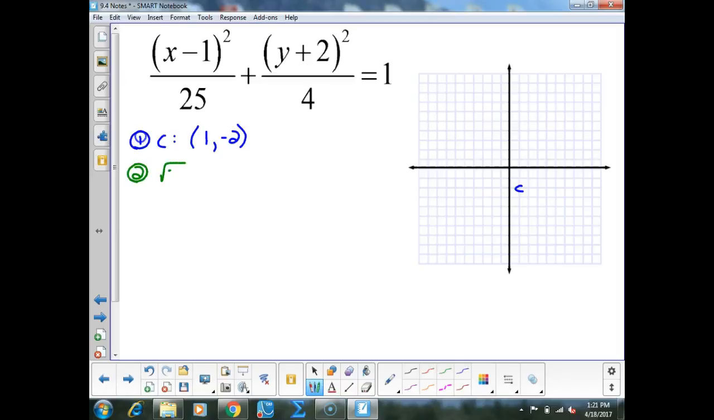Square root of 25 is 5. So I'm going left and right 5. Square root of 4 is up and down 2.